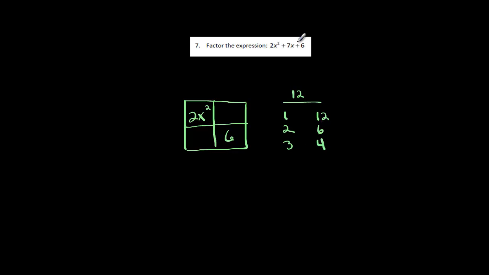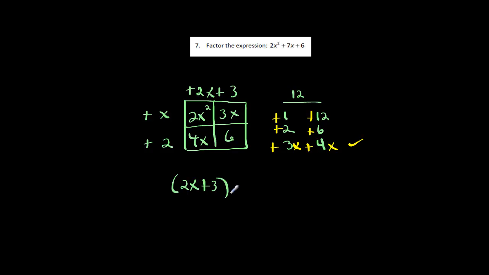Let's read the signs. The signs say that they're going to be the same sign, both positive. So if they're both positive, we have to find the one that adds up to 7x. That would be 3x and 4x. Let's drop those in and factor. They're going to be positive all the way around. 4x and 6 would give us a GCF of 2. This gives us x. That gives us 2x, and this gives us 3. So it's going to be 2x plus 3 times x plus 2.